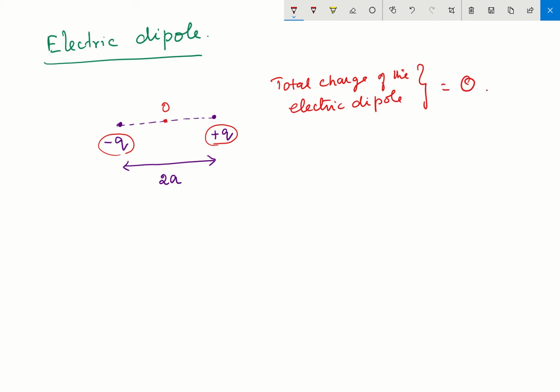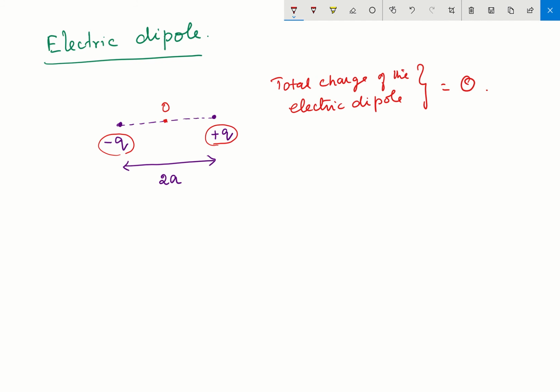But a very important thing is, it doesn't mean that the electric field due to a dipole is also equal to 0. You cannot say that it doesn't have any electric field. Total charge is 0, but you cannot conclude that. An electric dipole has a very strong electric field around it. That we will be seeing later, right?